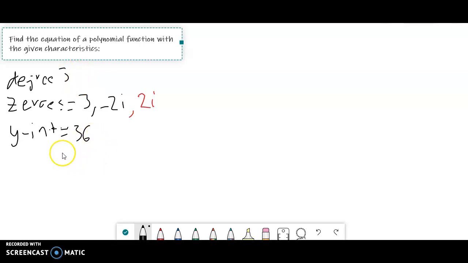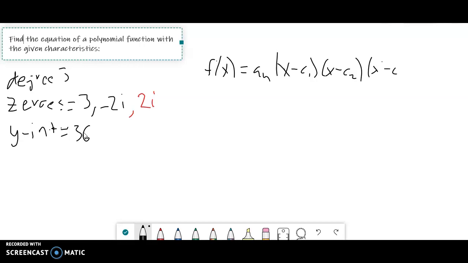The other thing that's a little different is we're given a y-intercept. Last time we were given f of 2 is equal to -16. It doesn't seem like this time we're given a point, but we really are, because the y-intercept is really a point. So once again, we're starting with this idea that any polynomial can be expressed as a leading coefficient times its linear factors. And because this was a degree 3 polynomial, there should be 3 of those factors. So we'll plug them in.